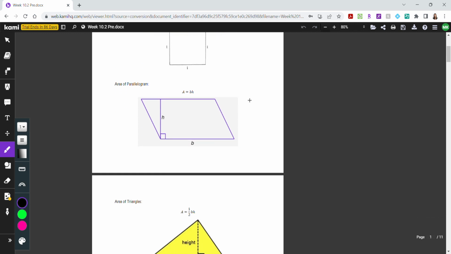Now, for area of a parallelogram, this is how you would find its area. You're going to take the base, which is this longer side here, not the slanted side, the longer side, times the height. So the height would just be anywhere along the parallelogram. Not here though. It has to be at least from this corner to here and anywhere around here. So base times height would equal the area for the parallelogram.